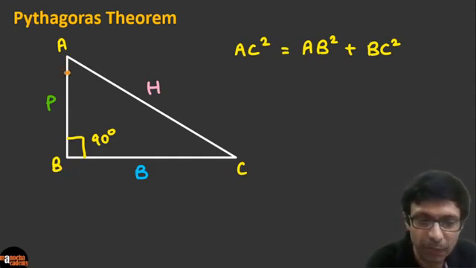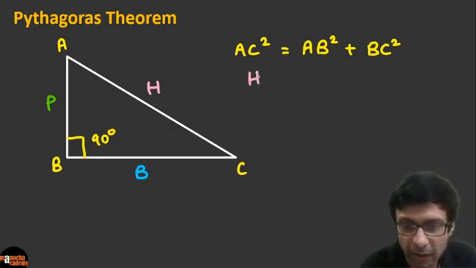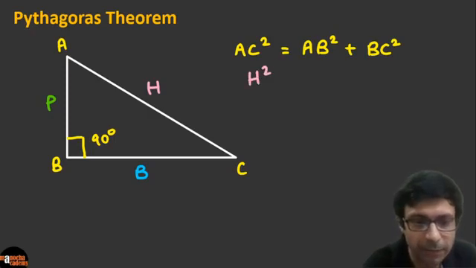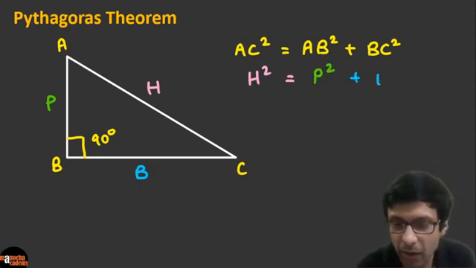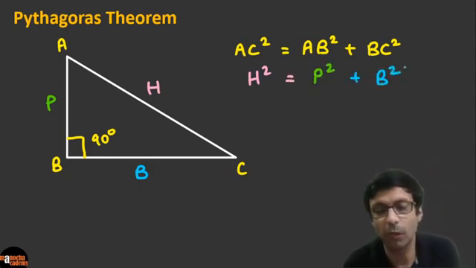So in this we can say the hypotenuse square is going to be equal to P square plus B square. So that's one way of thinking about it.